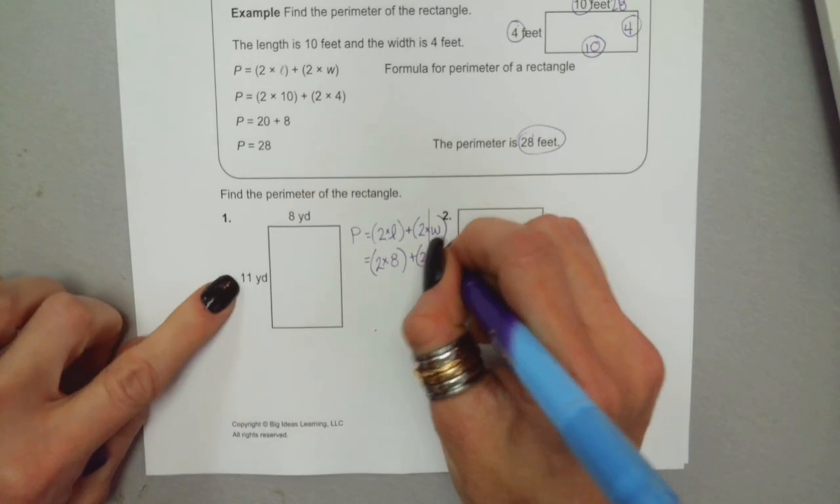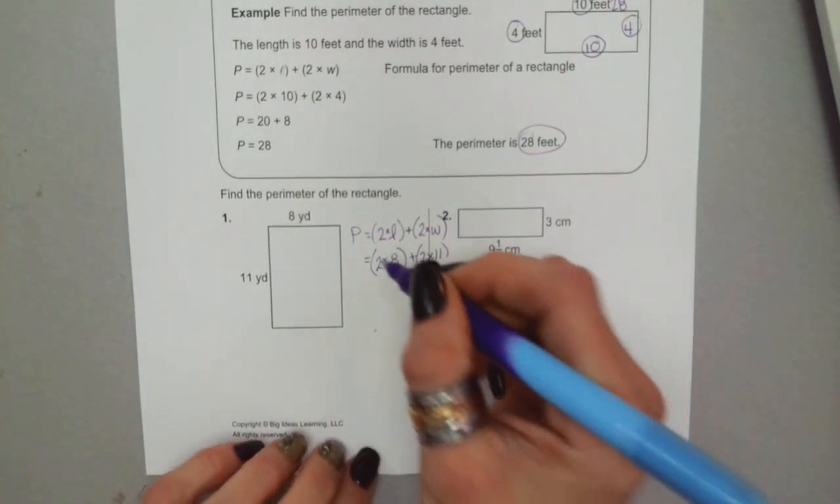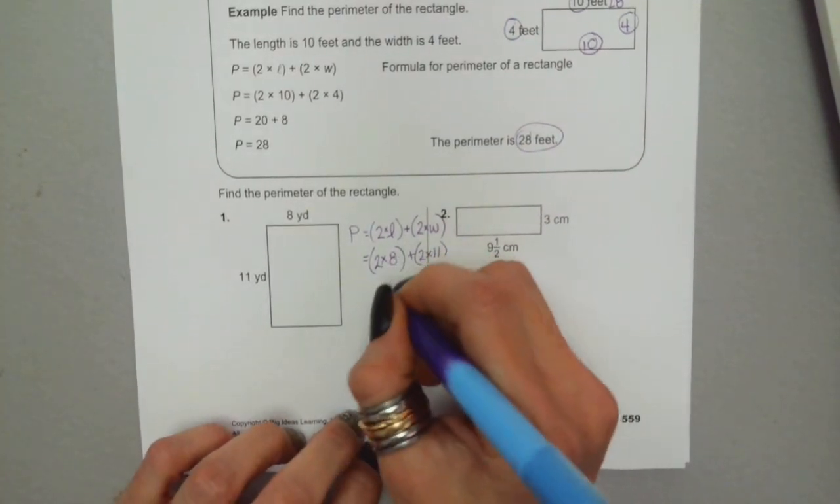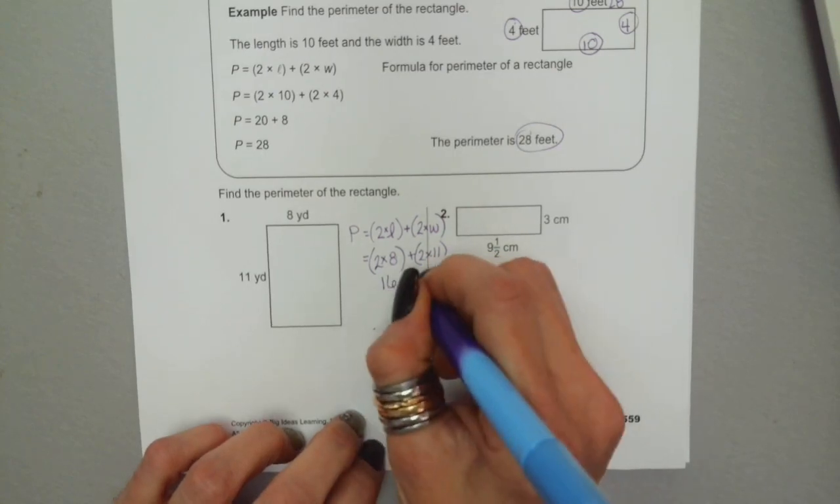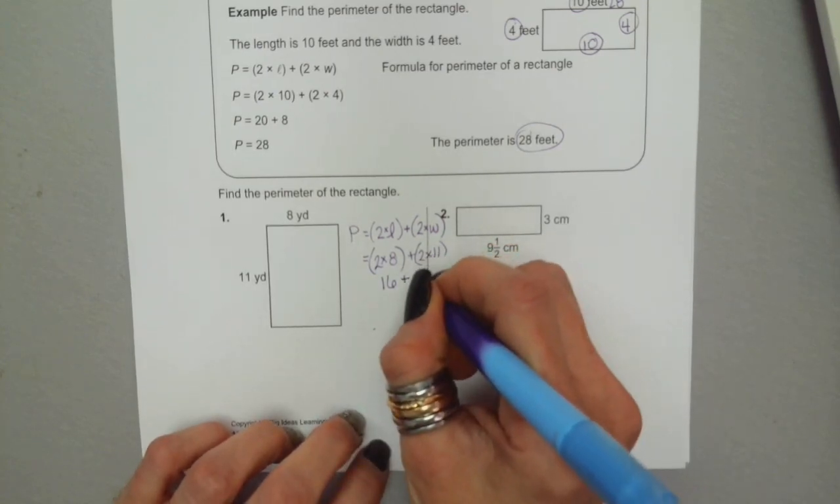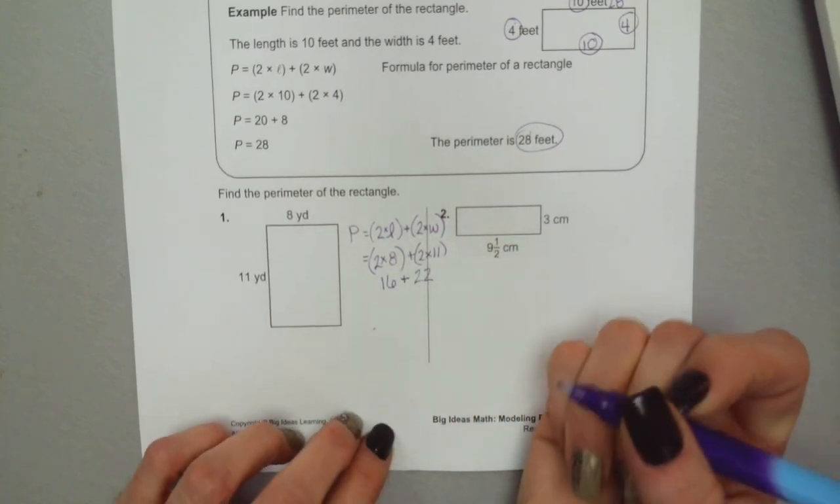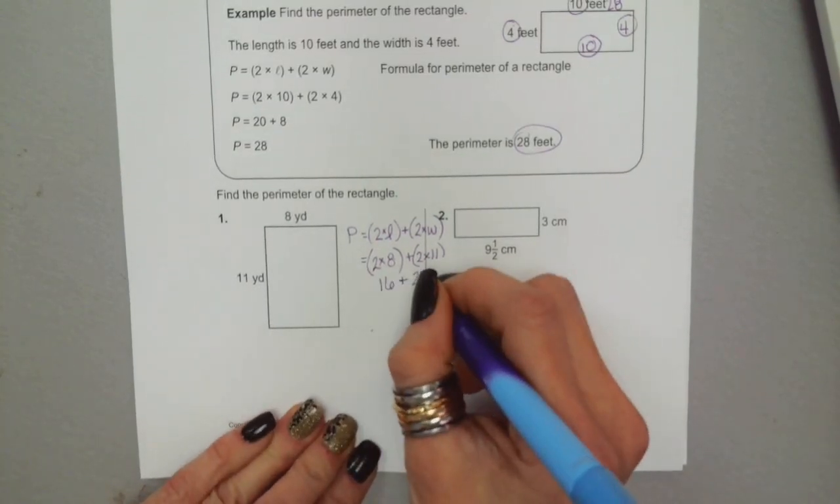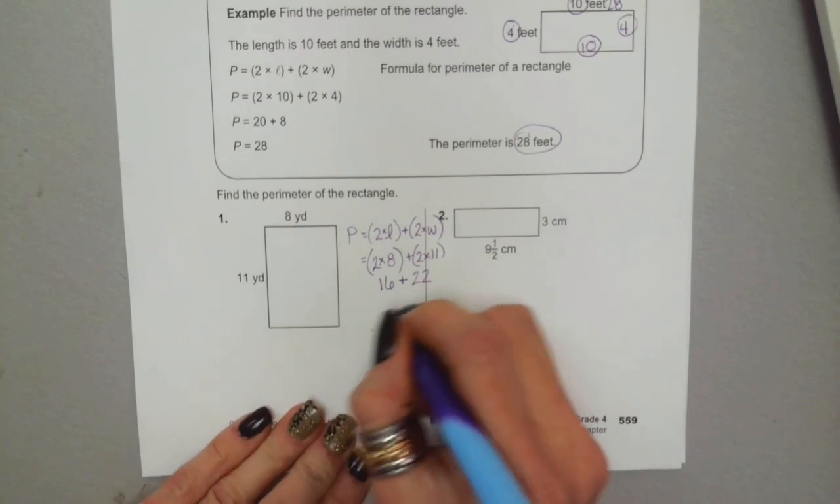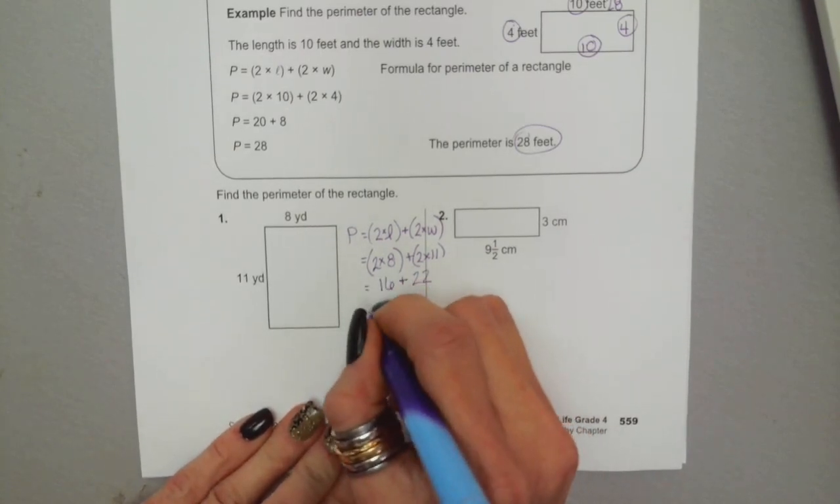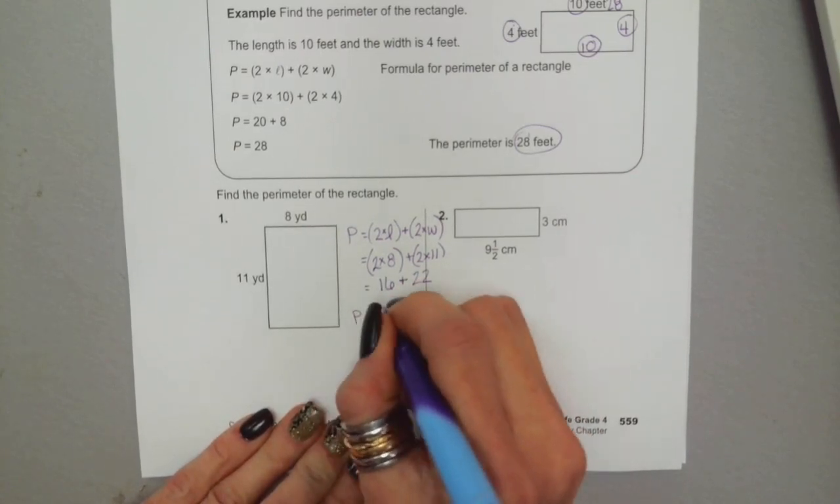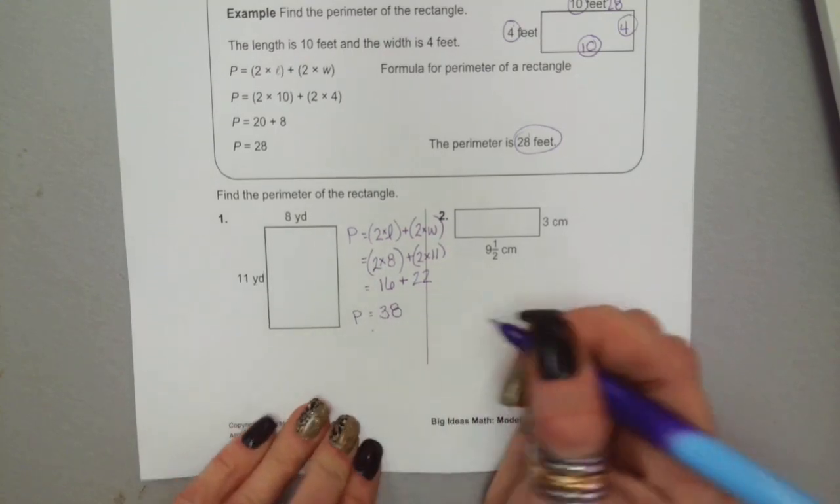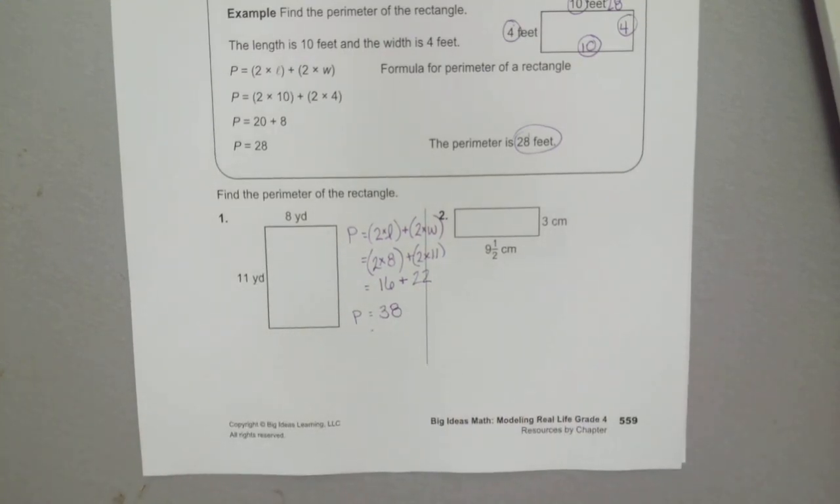The width is 11. Okay? So this is the same thing as saying 2 times 8 is 16, 2 times 11 is 22. And then if I add 16 and 22, I get 38. So the perimeter would be 38.